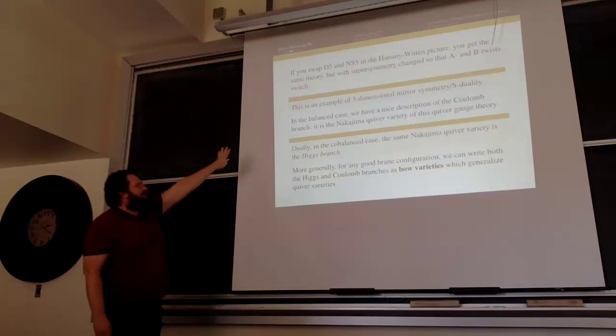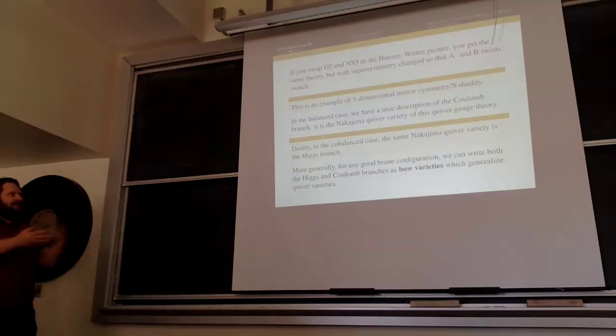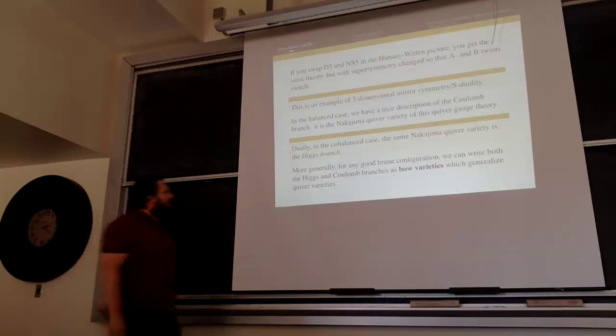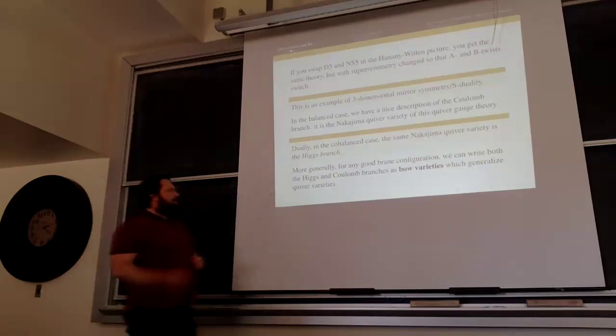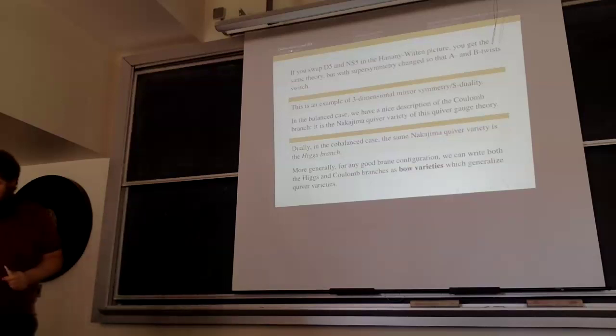But the ones that I found out about first anyways, were found using this approach, where there wasn't any more elementary way of seeing that this had to work out. So in the balanced case, we have a nice description of the Coulomb branch. It's the Nakajima quiver variety corresponding to this quiver gauge theory.